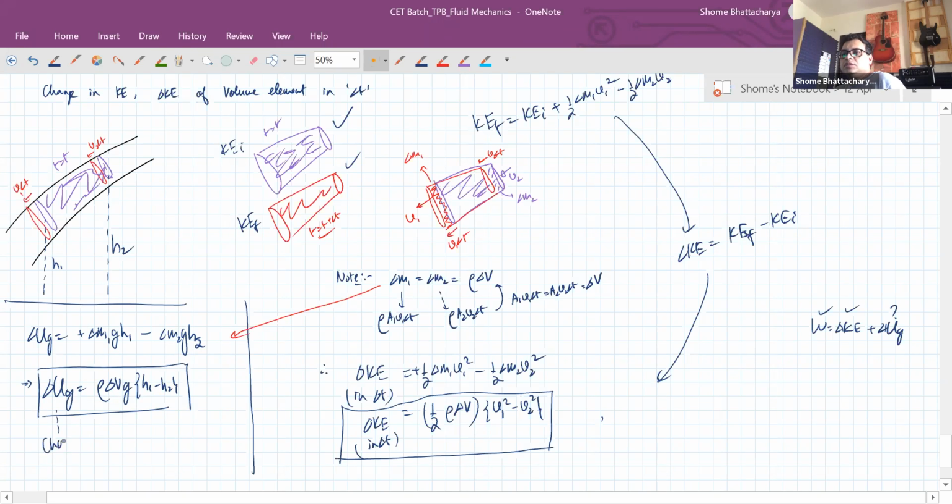This is the change in gravitational potential energy in time delta t. This was the change in kinetic energy in time delta t.